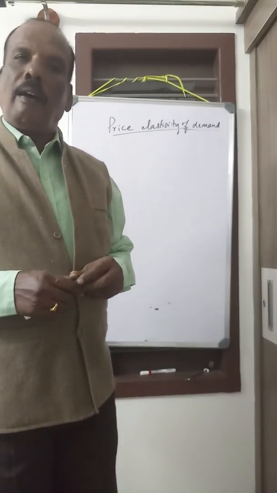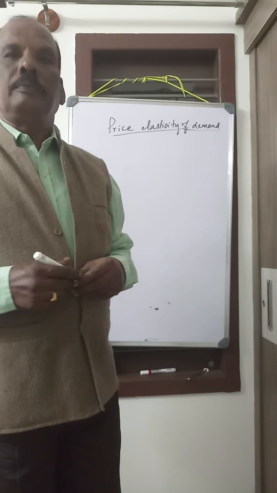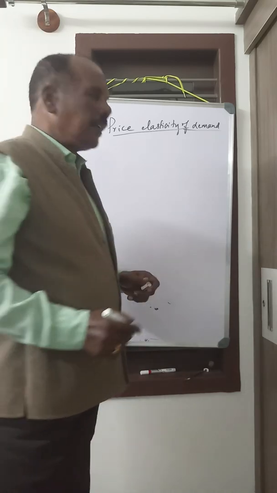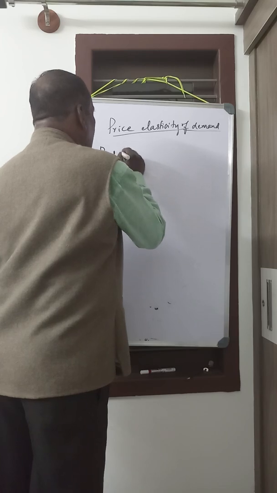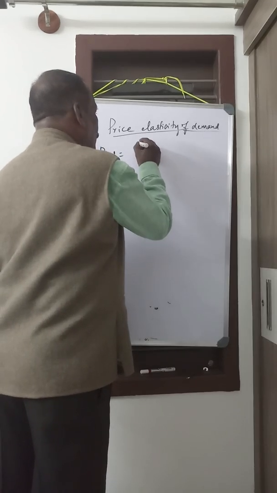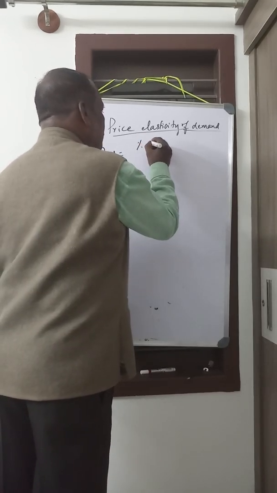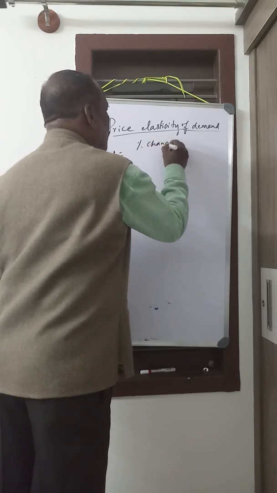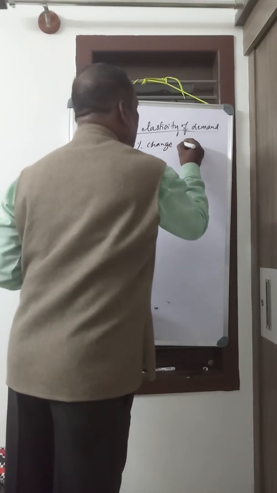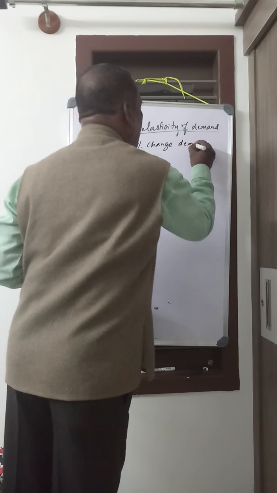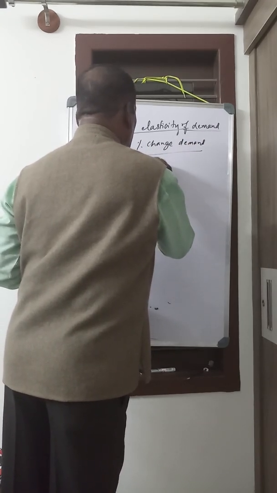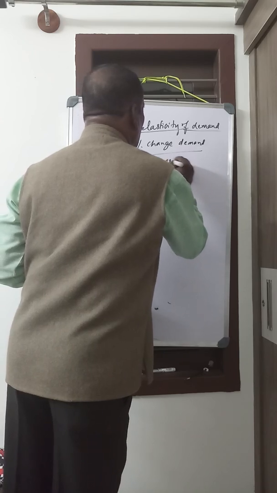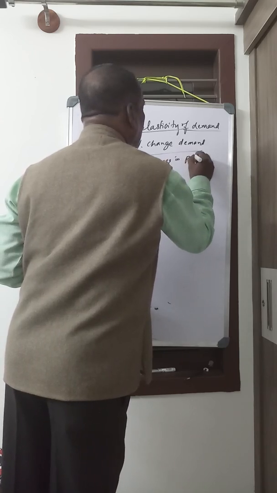So the formula of price elasticity of demand is, see, PED is equal to percentage change in demand for a commodity divided by percentage change in price.